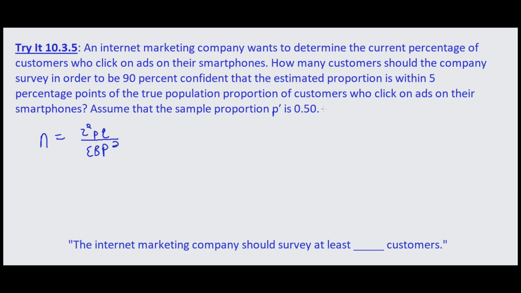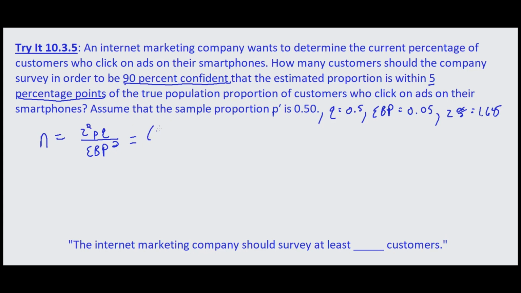So we're given that p is 0.5. That means q is 0.5. The error bound on the proportion, be careful with this because it says within 5 percentage points. So 5% is going to be 0.05. And we're told that it's 90% confidence. So that corresponds to a z-score of 1.645.